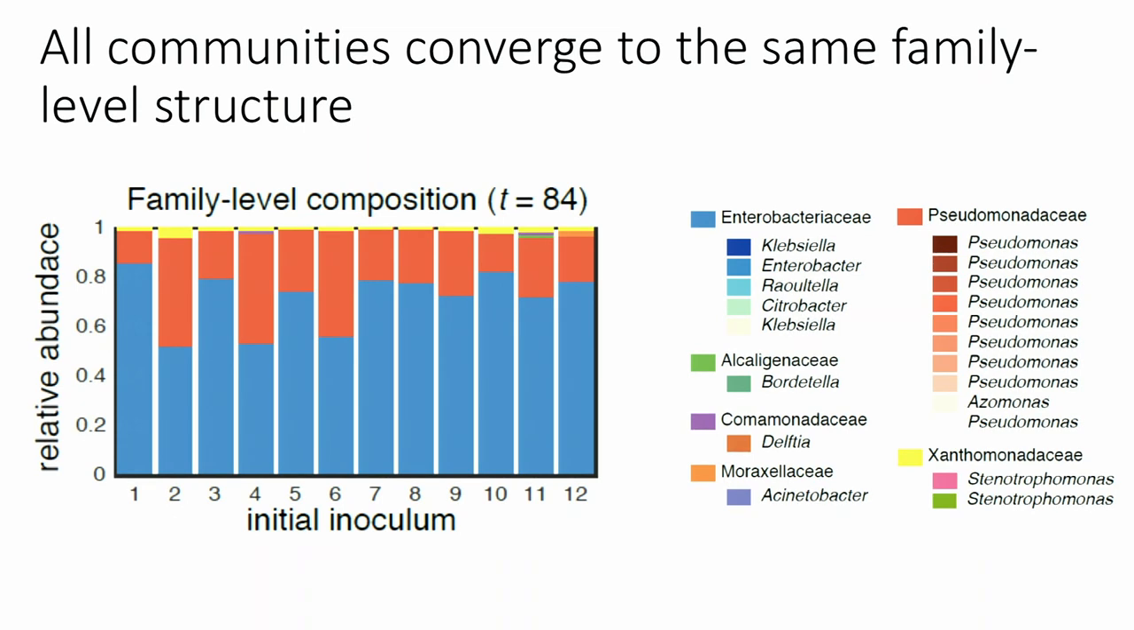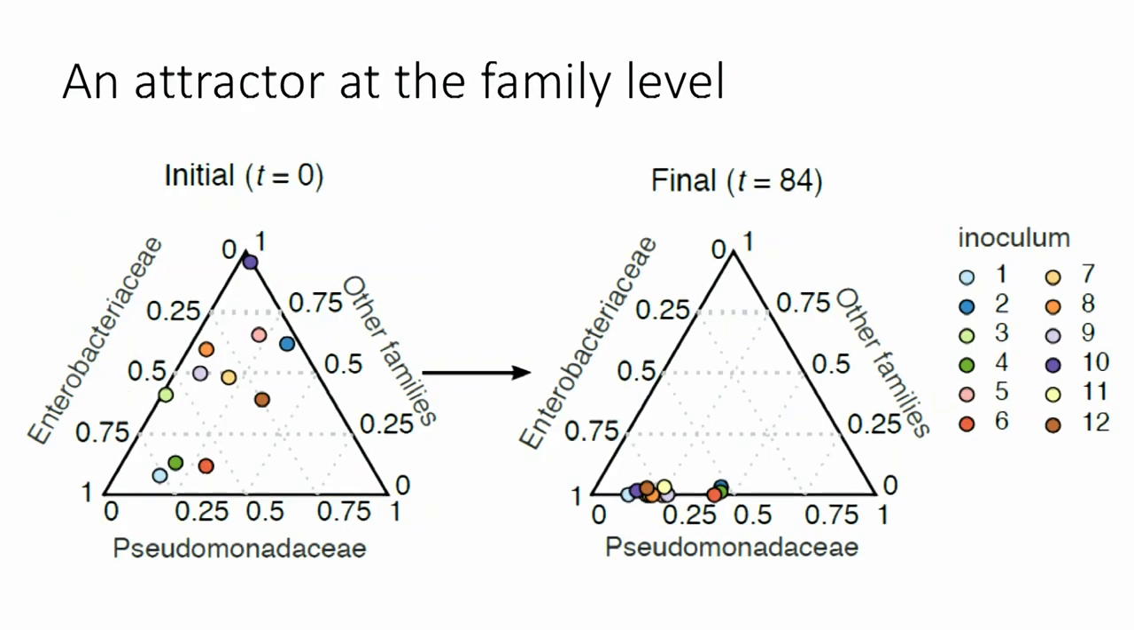They all have the same family level structure. It's about 70% plus or minus 10, 15, if you will, of Enterobacteriaceae, and 15% plus or minus something of Pseudomonads. And there's a bunch of other taxa that are low abundance that are also consistently found in all the communities. So what this suggests is that you can look at this as if there were a family level attractor on these communities.